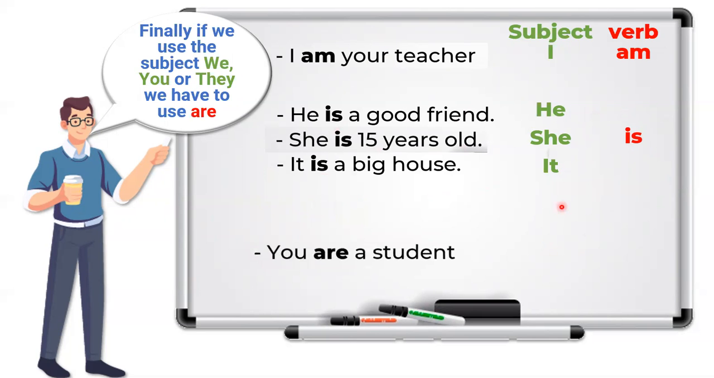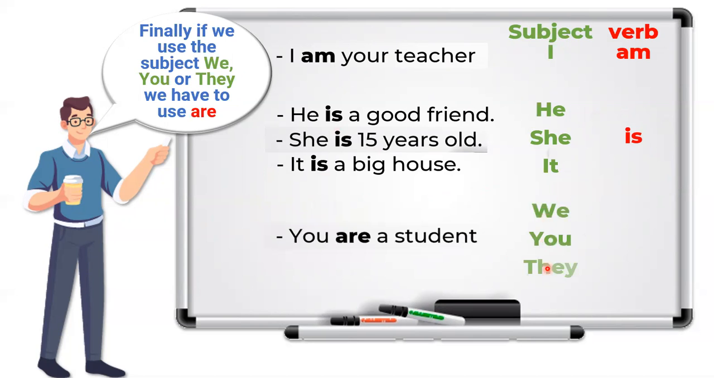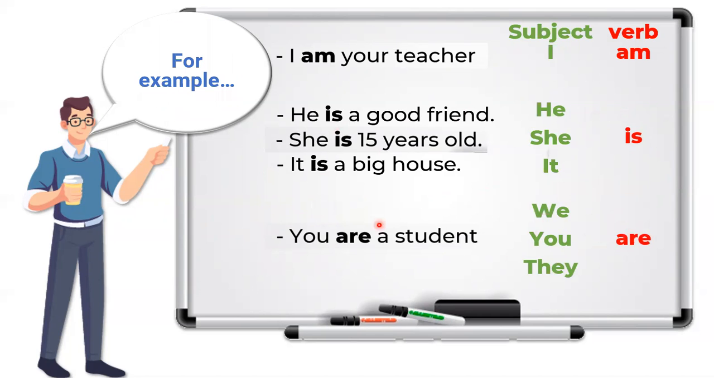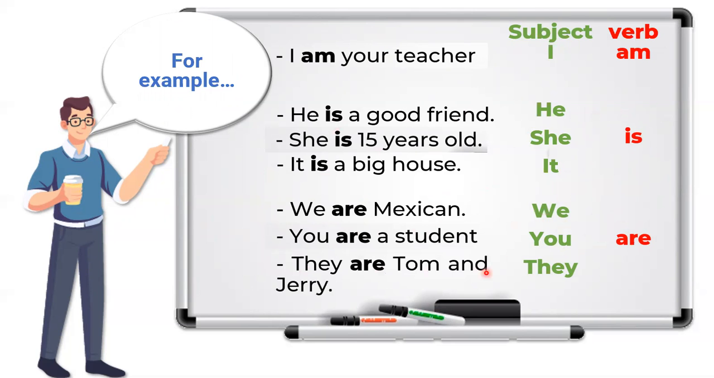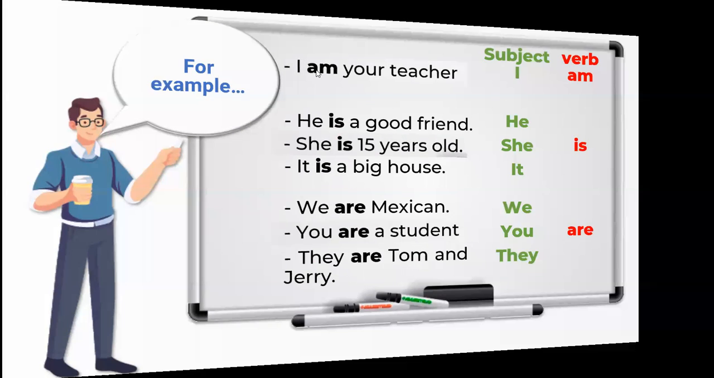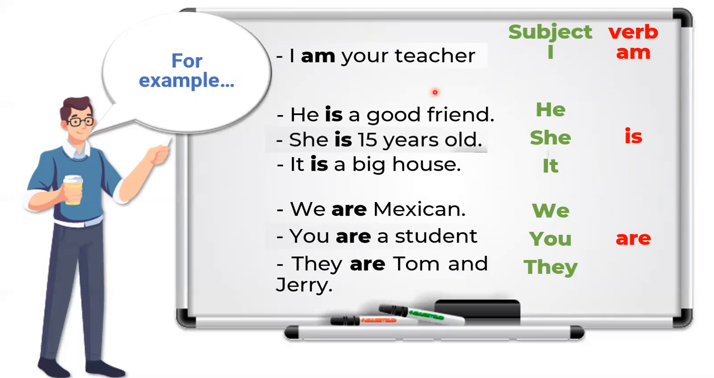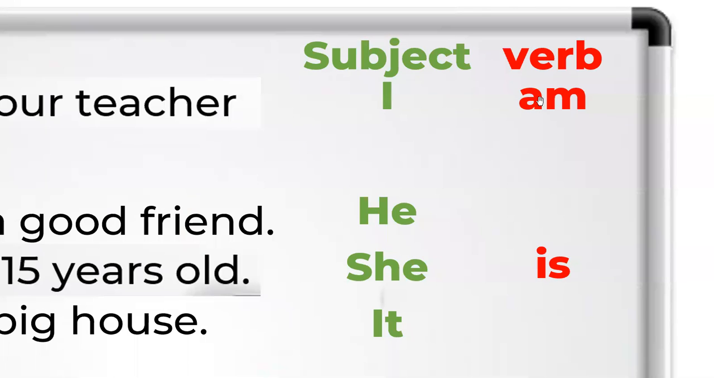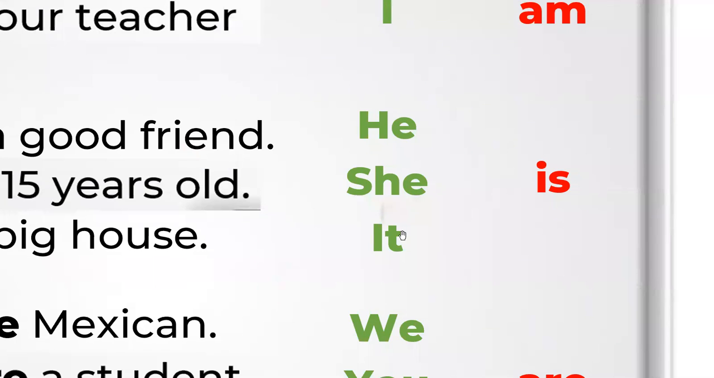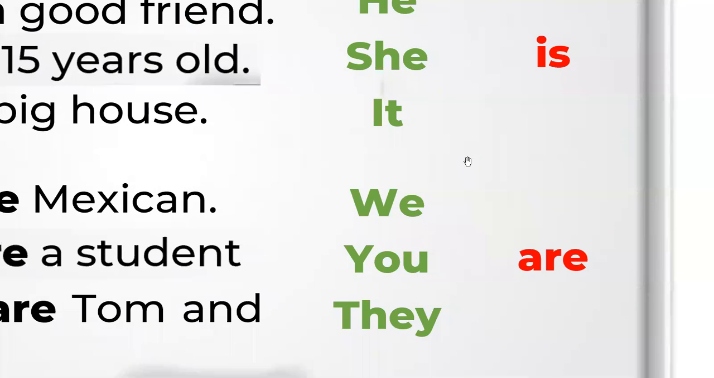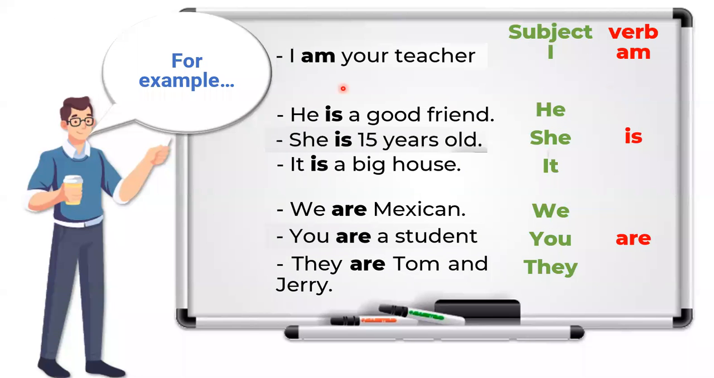Finally, if we use we, you, or they, we have to use are. For example, we are Mexican. They are Tom and Jerry. Very good. This is everything you need to know about this, okay? Remember this. I am. He, she, it is. We, you, they are. All right.